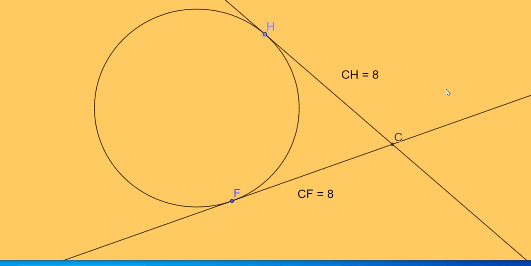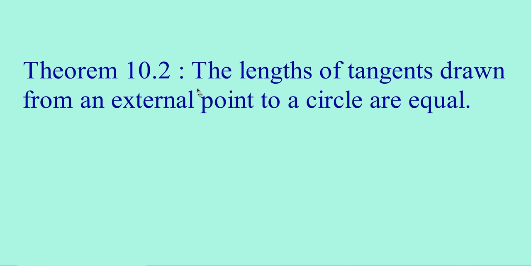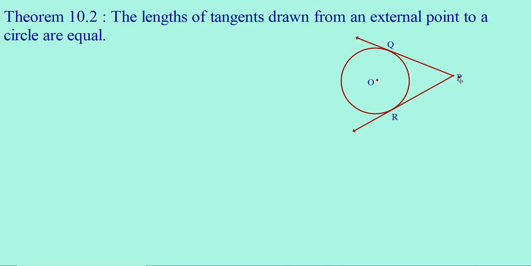This is a theorem. Now let us go to the theorem. Tangents from an external point are equal in length. The theorem is: the length of tangents drawn from an external point to a circle are equal. Here we are given a circle with the center O, and the tangents from an external point P to the circle are PQ and PR.